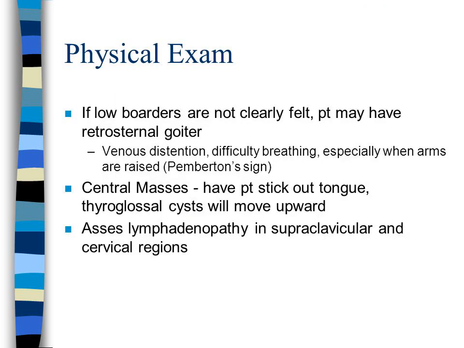Physical exam. If the lower borders are not clearly felt, the patient may have a retrosternal goiter, with venous distension and difficulty breathing, especially when arms are raised, Pemberton's sign. For central masses, have the patient stick out the tongue; thyroglossal cysts will move upward. Look for lymphadenopathy in supraclavicular and cervical regions.